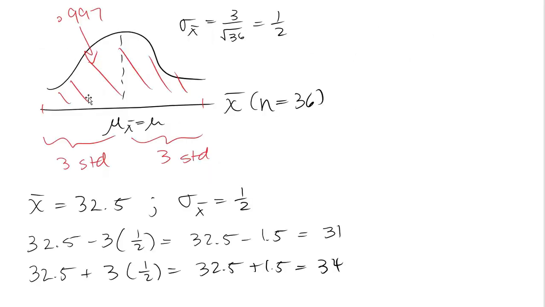Well, 99.7% of all possible sample means are within 3 standard deviations of our unknown quantity. So if we take our sample mean and we go 3 standard deviations away from it, we can be 99.7% sure that mu falls somewhere in that range.